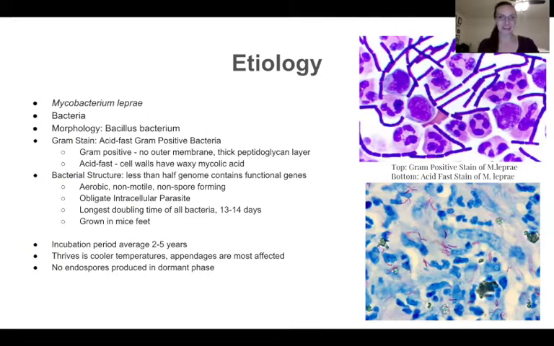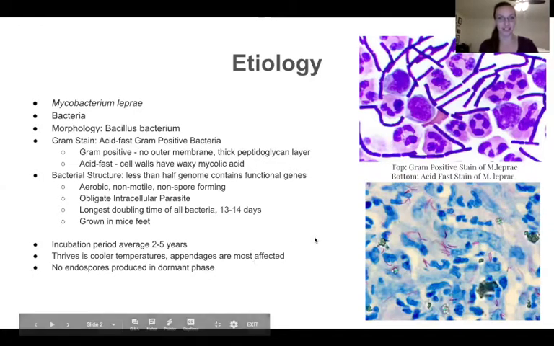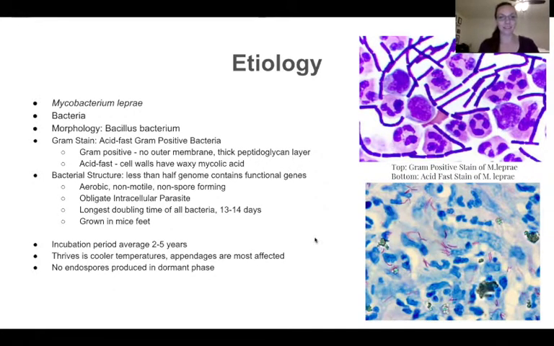Okay, like Chelsea said, the scientific name is Mycobacterium leprae. It's a bacillus bacterium, which means it's a long, thin, filamentous, rod-shaped bacterium. It's 1 to 8 microns long and 0.2 to 0.5 microns in diameter. The gram-stain result would be gram-positive, but it's known as an acid-fast bacteria. It is gram-positive because there is no outer membrane and it has a thick peptidoglycan layer.